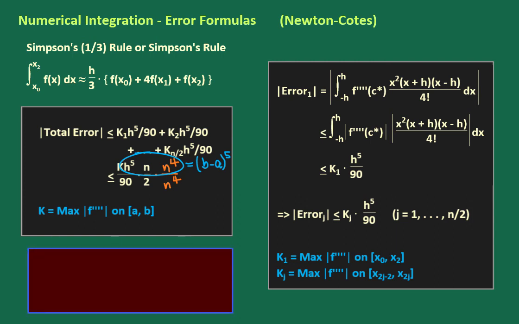And so finally, we have the absolute value of the total error, which is equal to the integral of f from a to b minus the Simpson's rule estimate, capital S sub n, is less than or equal to capital K, which is the maximum of the absolute value of f quadruple prime on the interval from a to b, times the quantity b minus a raised to the fifth power, all over 180 times n to the fourth power.